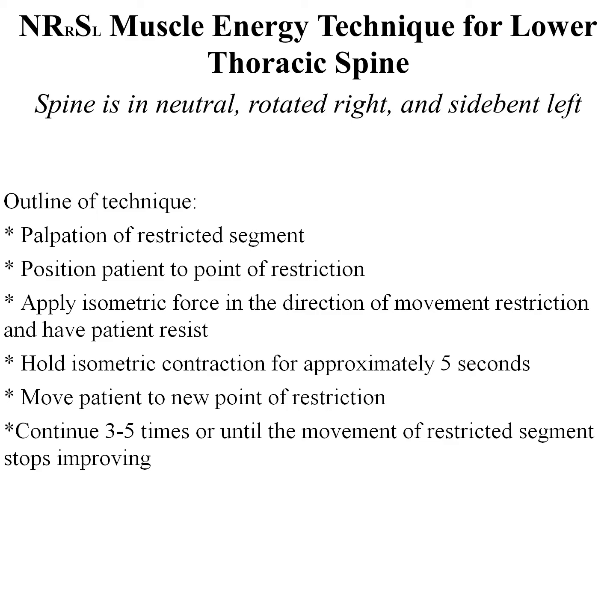An outline of this technique is to first palpate the restricted segment, then position the patient to the point of restriction, apply an isometric force in the direction of movement restriction, and have the patient resist using a muscle contraction. They are going to then hold that muscle contraction for approximately 5 seconds before the patient will be moved to a new point of restriction, and we will continue this technique 3 to 5 times or until the movement of the restricted segment stops improving.